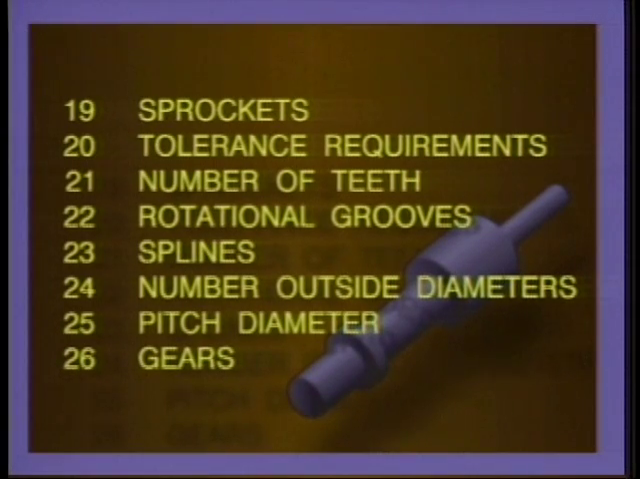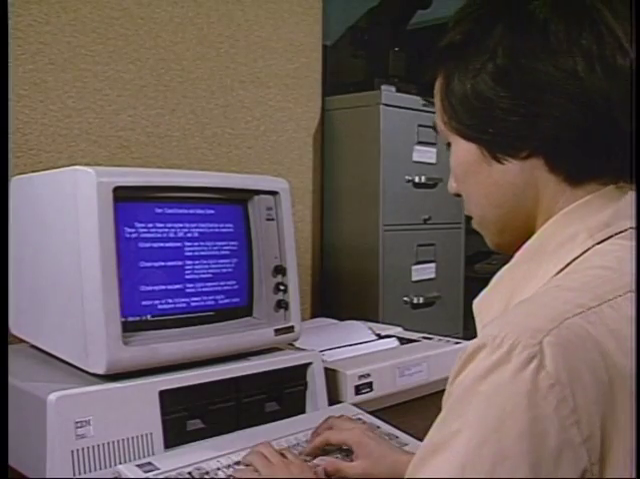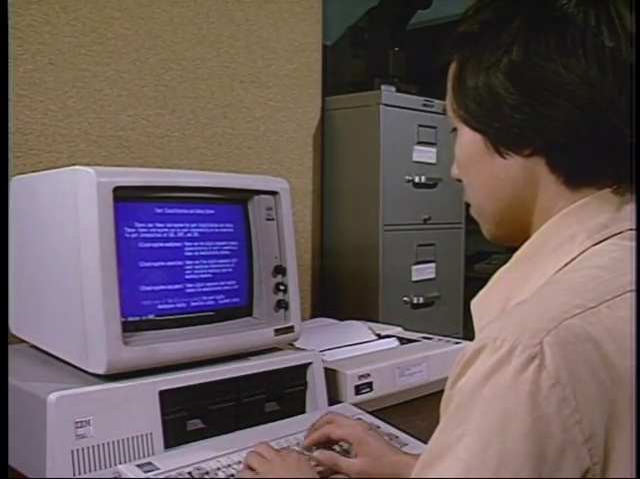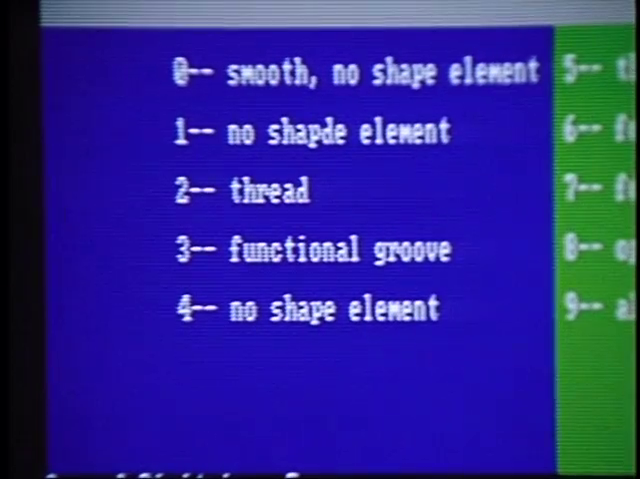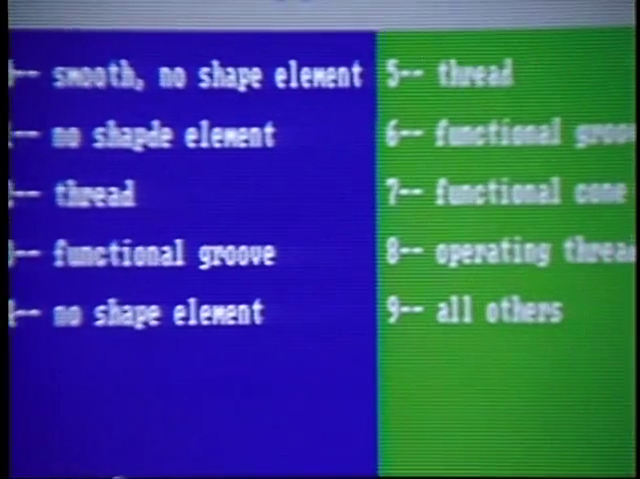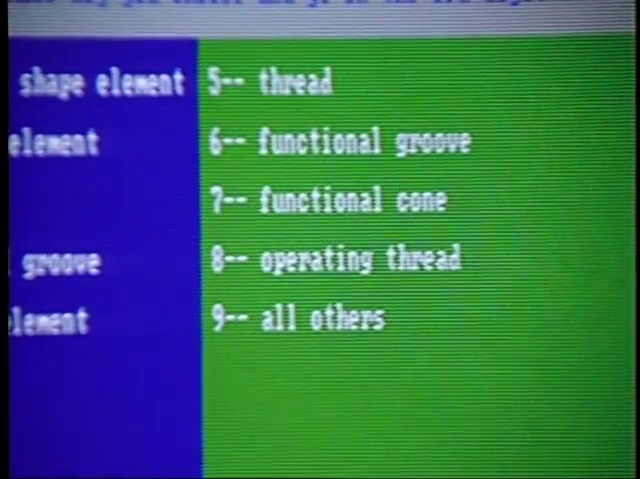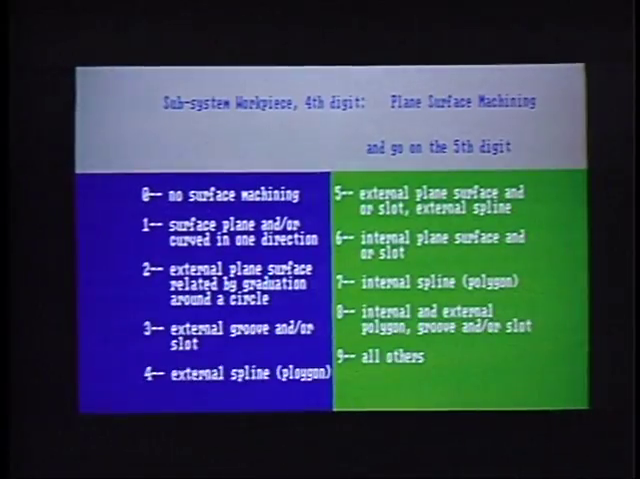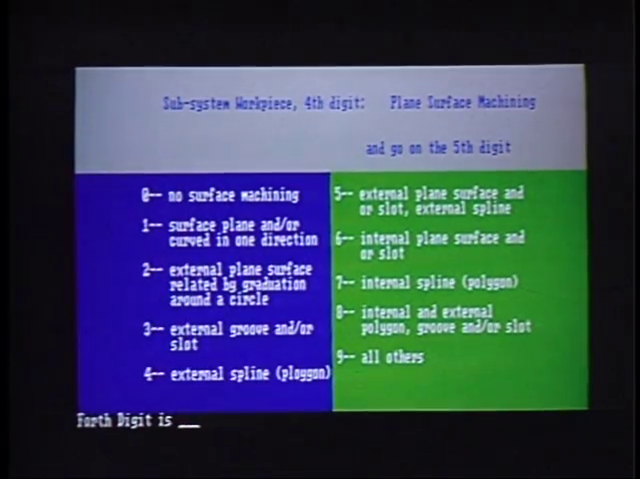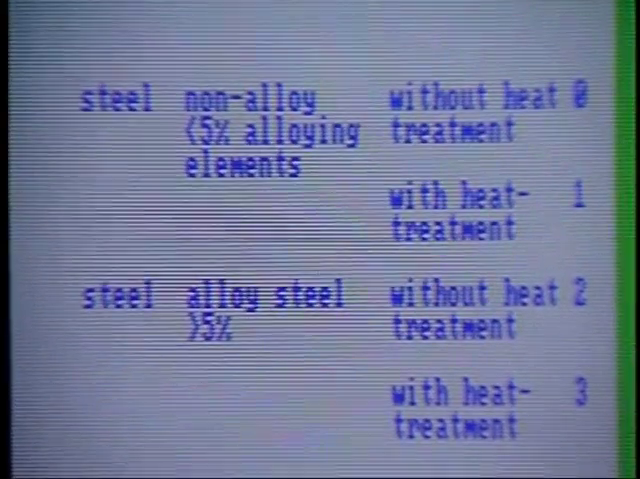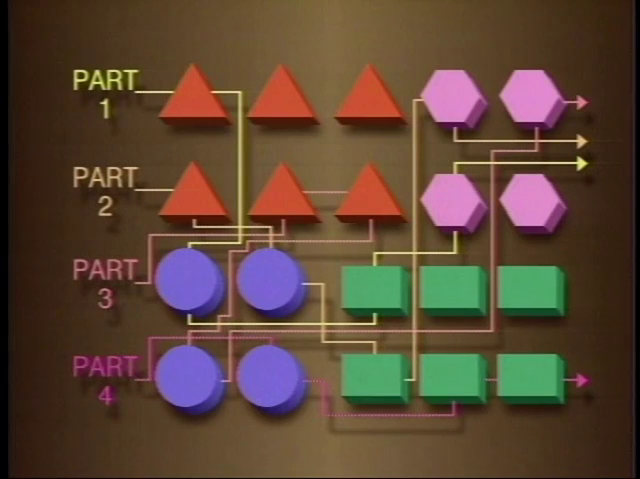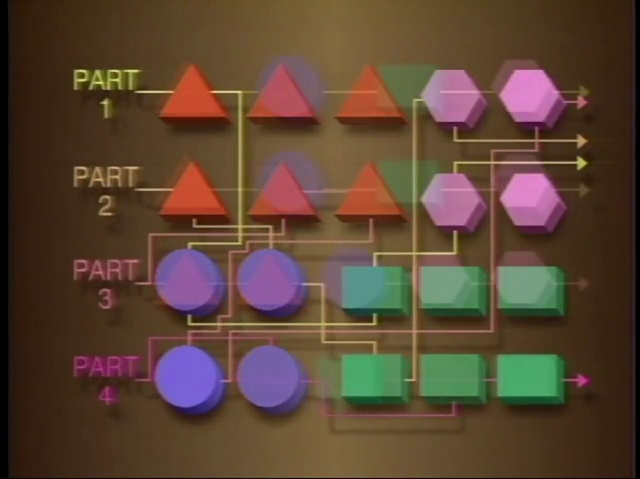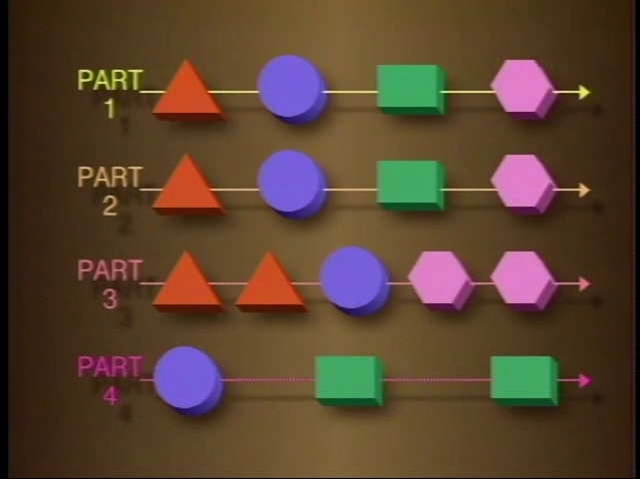The classification is performed through an interactive dialogue that requires part information and assigns a code to each part. It includes external and internal shapes, dimensions, any threads, grooves, and splines, type of raw material, surface finish, tolerance requirements, and other manufacturing attributes. Group technology may also be applied to improve plant layout by grouping into a single cell the machines that are used by a given part family.